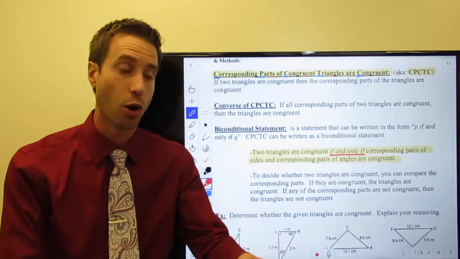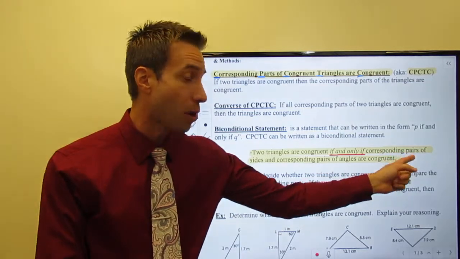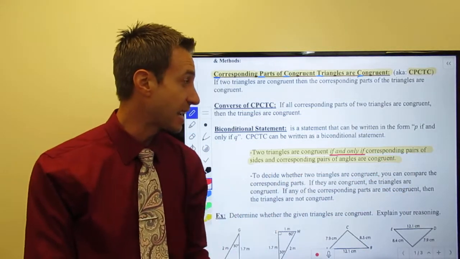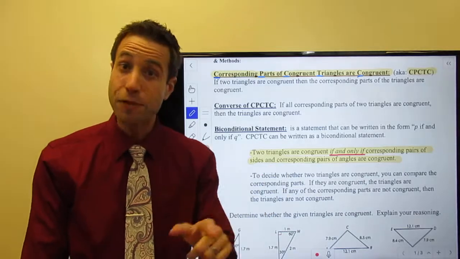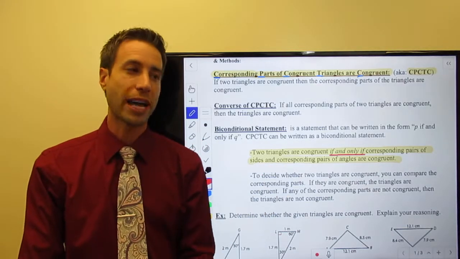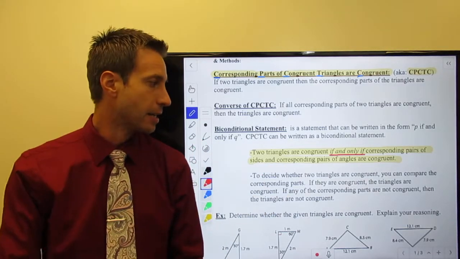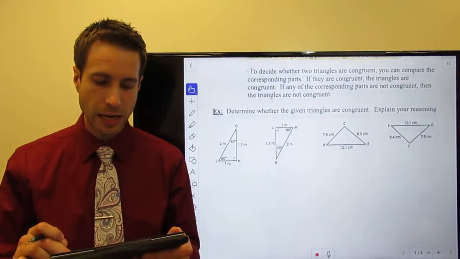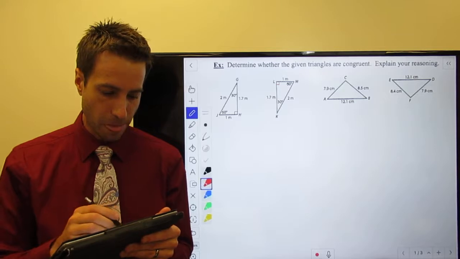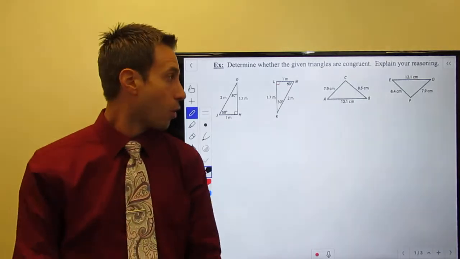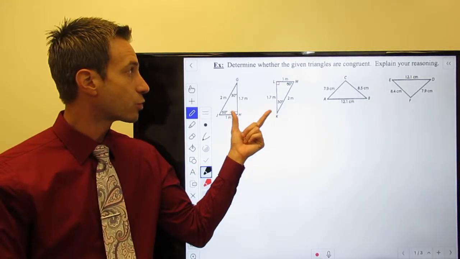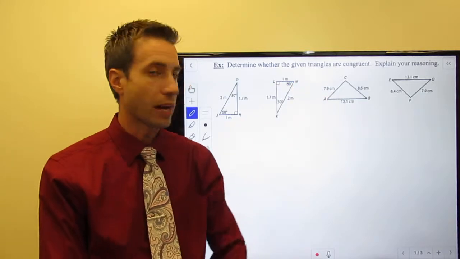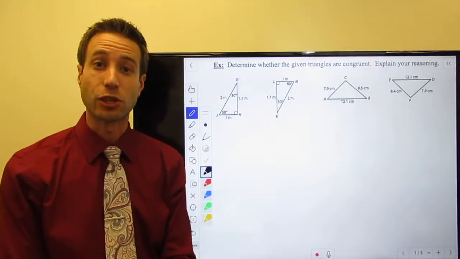You just have to show that everything, corresponding pairs of sides and angles, are congruent. If you can show that, then the triangles must be congruent. It's actually really not too terribly difficult an idea, so let me show you how it works. I've got for you here an example where I've given you two triangles, and I just want you to determine whether the given triangles are congruent. So let's go ahead and do that.